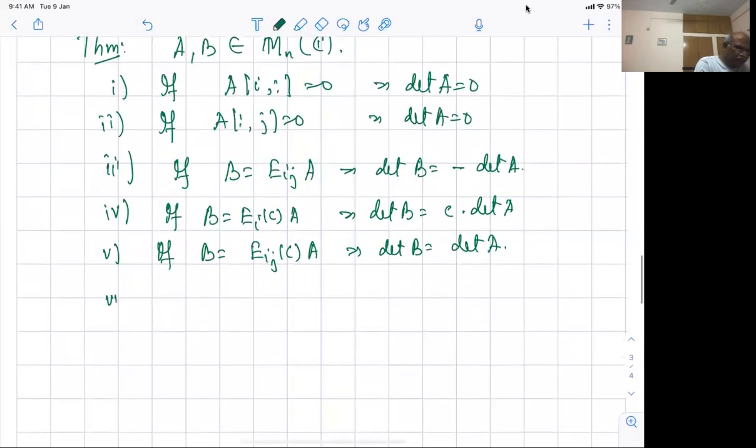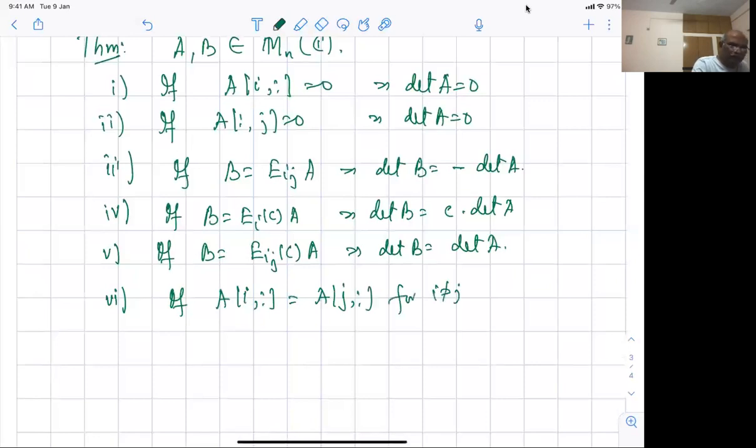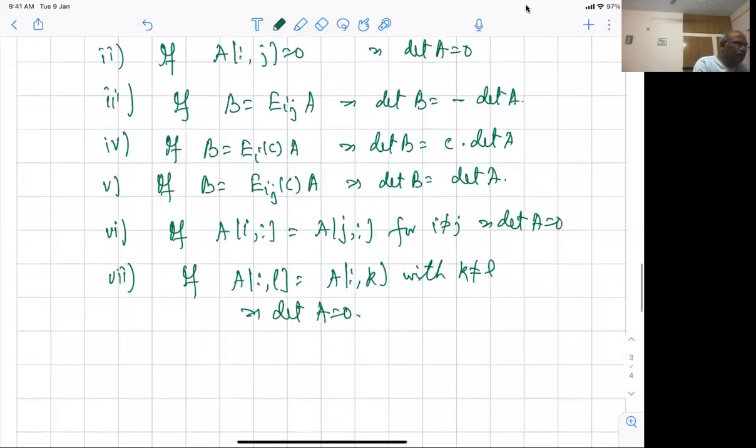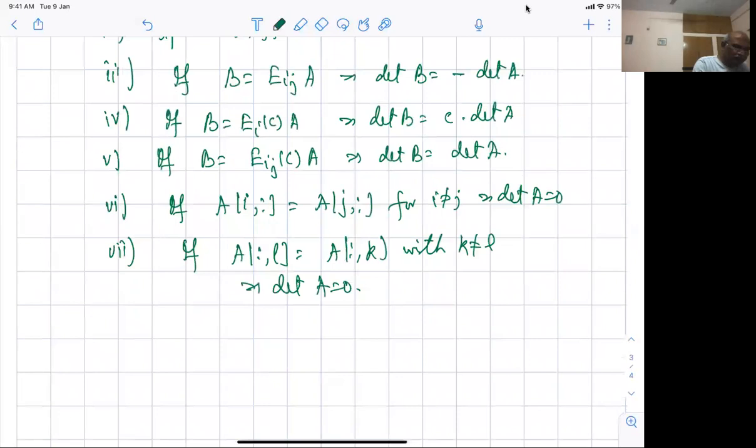6, if the ith row and jth row, for i not equal to j, are equal, this will imply the determinant of A is 0. Similarly, the same will hold for columns. So if there is some column l and some column k with k not equal to l that are equal, this will imply that the determinant of A is 0. I would like you to try that out yourself. So these are the properties that you need to remember.